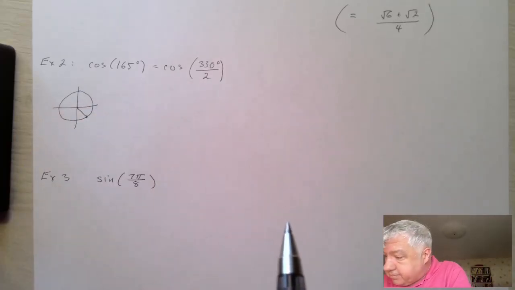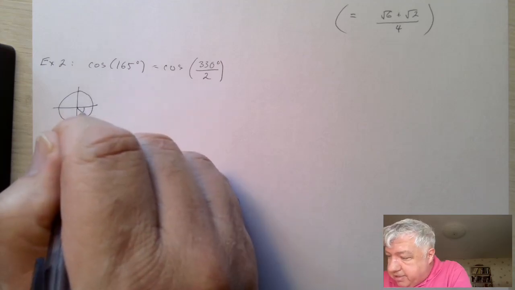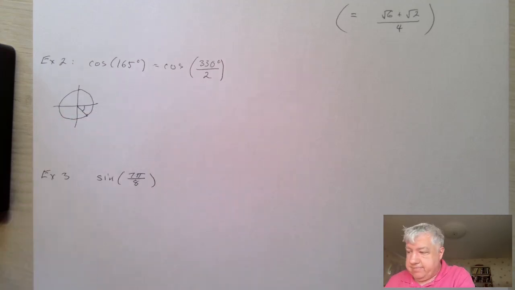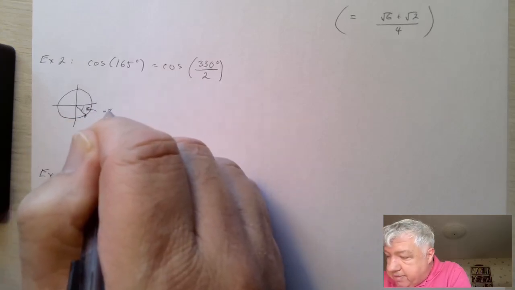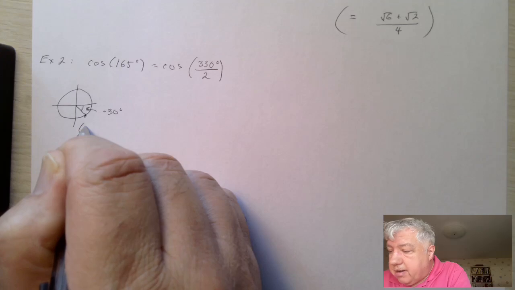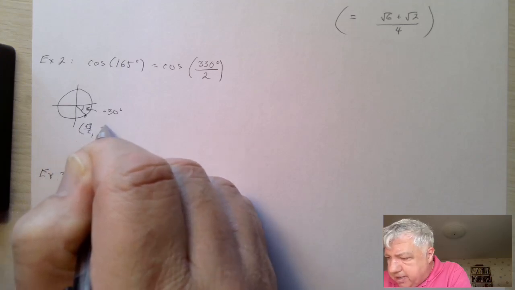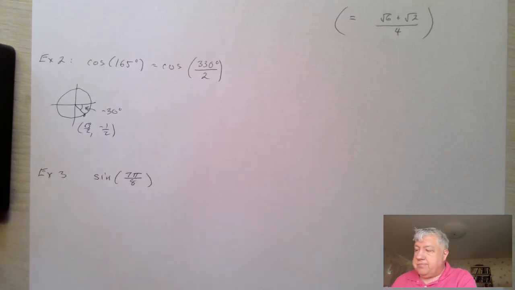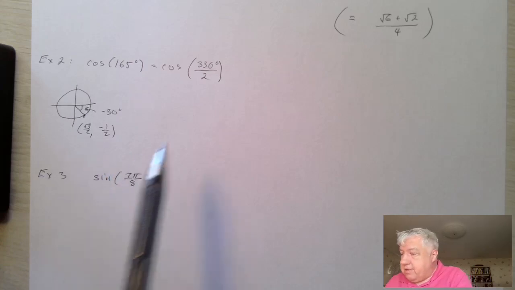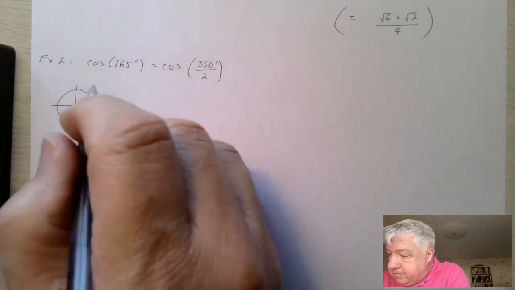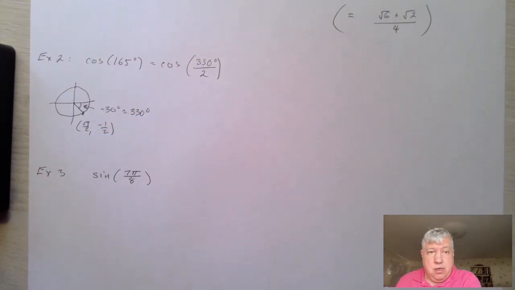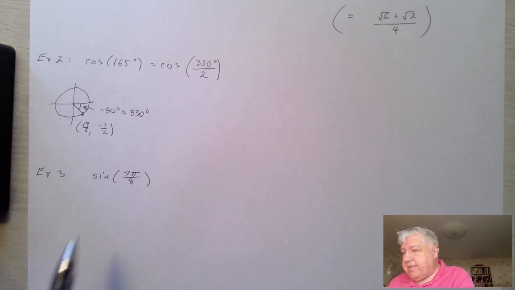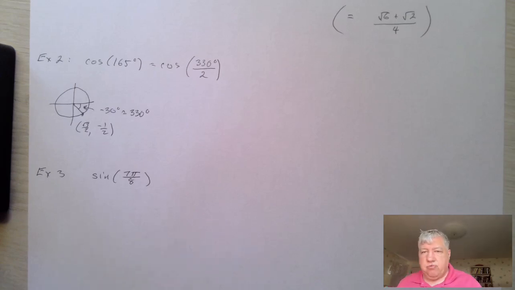And 330, that's basically the same as negative 30, right? Okay, and we know that if this is negative 30 degrees, the coordinates are square root 3 over 2, negative 1/2, right? So the cosine of 330 degrees, so I said this is the same as 330 degrees. And so that's why we kind of need this. I'm going to stay away from the radians for now, but that's what this is.